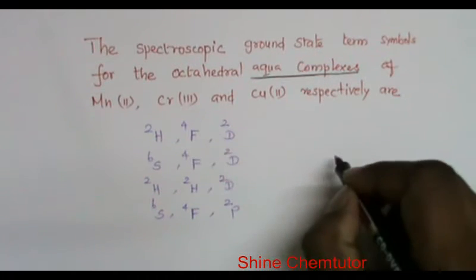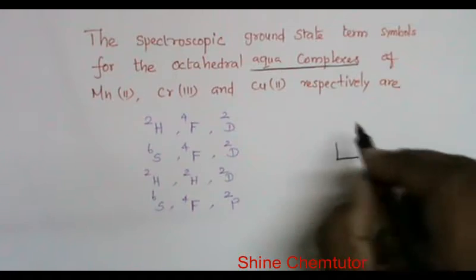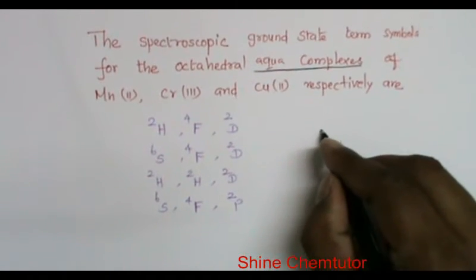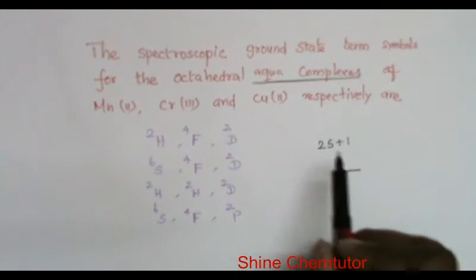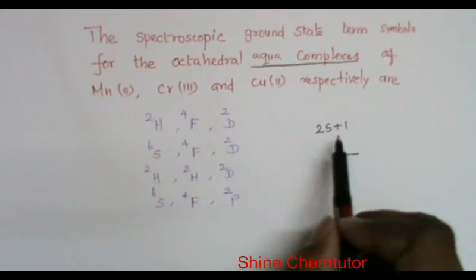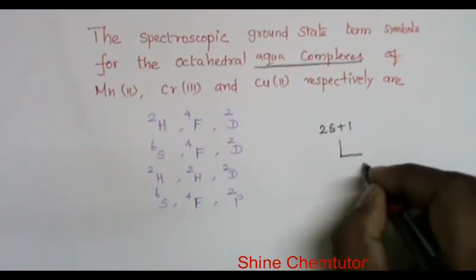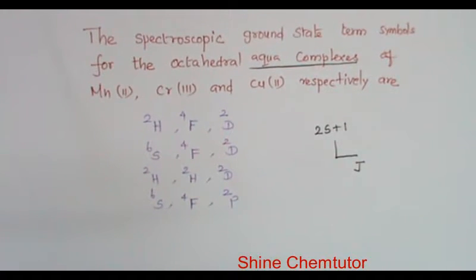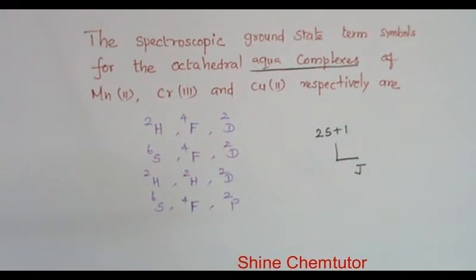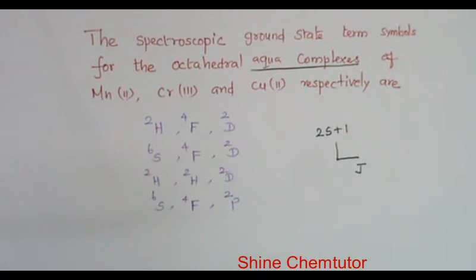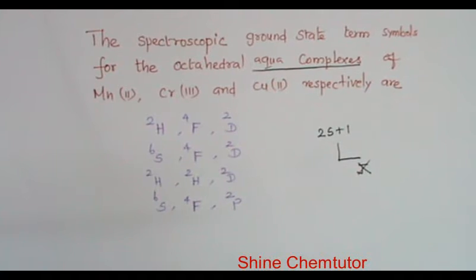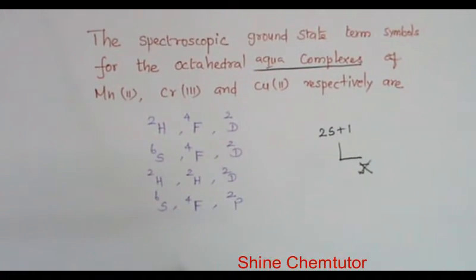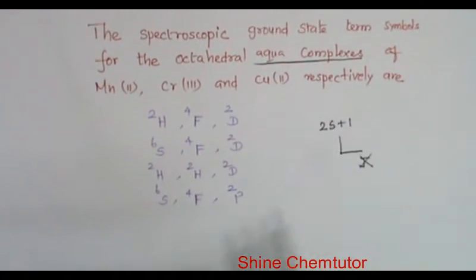You may know the term symbol is given like this: orbital angular momentum, spin multiplicity, and here it is J value, total angular momentum. But in these options they have not mentioned the J value, so you need not bother about this. Go for only spin multiplicity and L value.